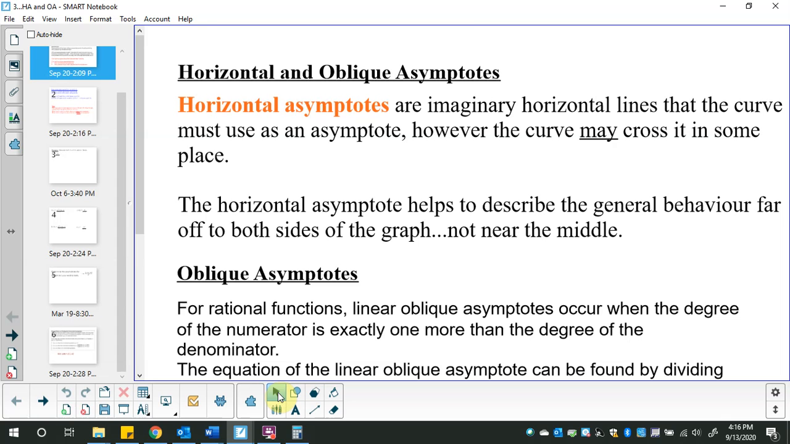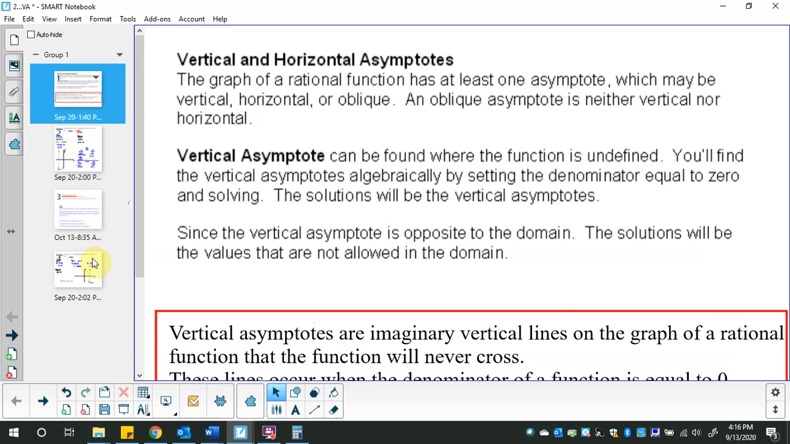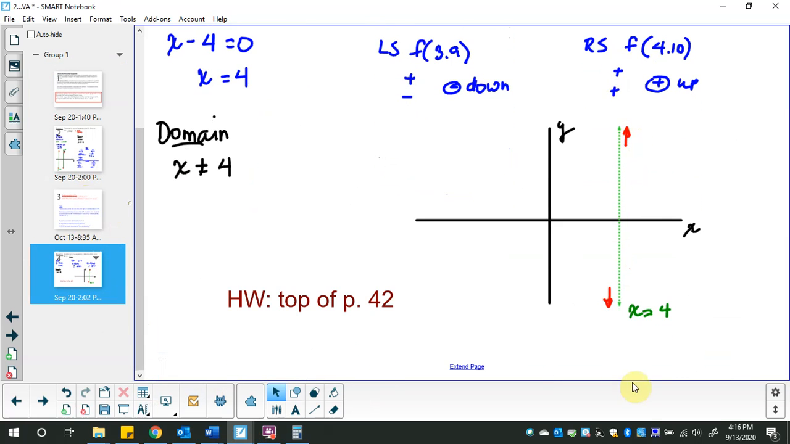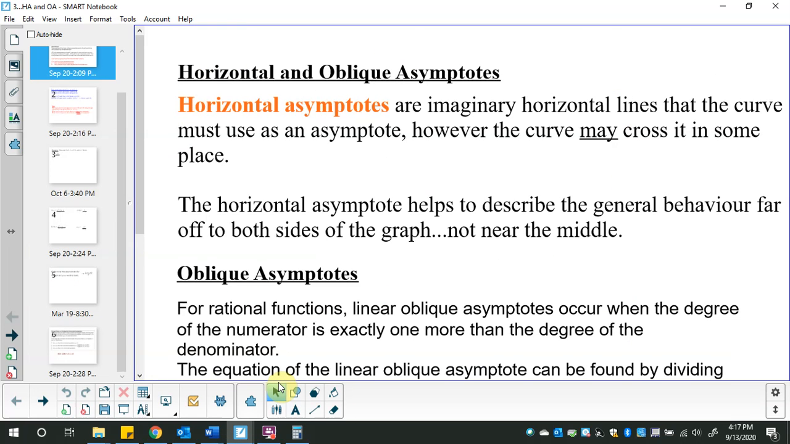A horizontal asymptote helps to describe the general behavior far off to both sides of the graph, not near the middle. Just as vertical asymptotes, for example in this picture, were telling you what was happening at the very top and very bottom, the edges of the graph on the up and down, horizontal and oblique will tell you what's happening near the outside sideways, not near the middle.